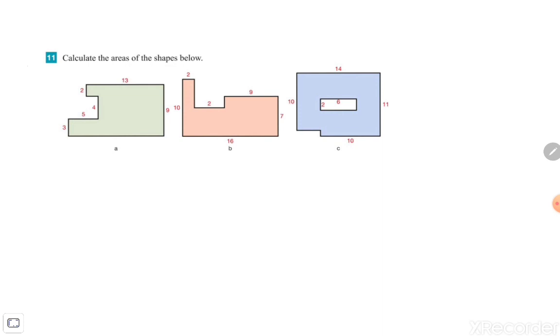Now, first of all, if we look at A, we just missed one there because it needs to be 2 centimeters. Otherwise, you can't solve the area. Yeah, you can't find it.